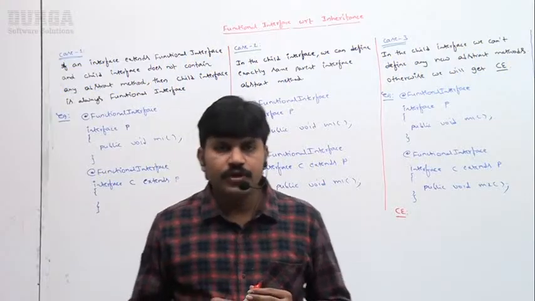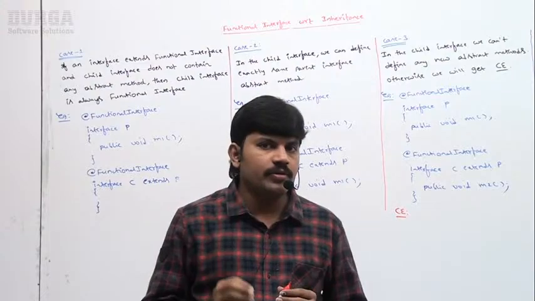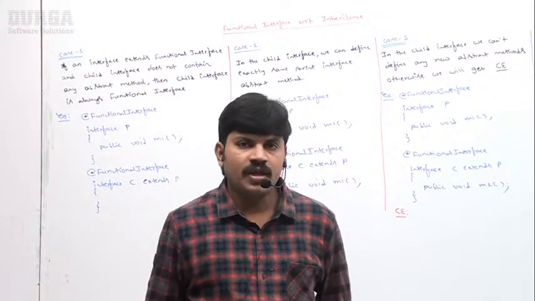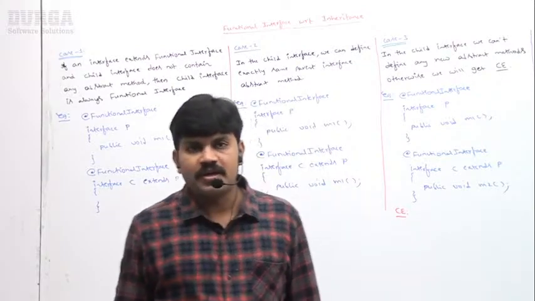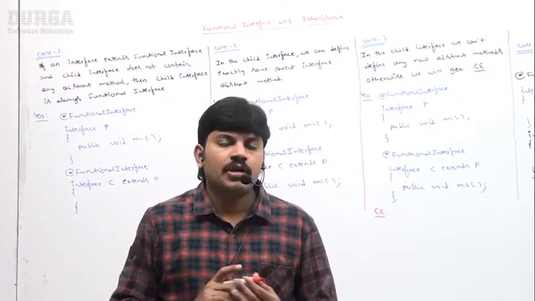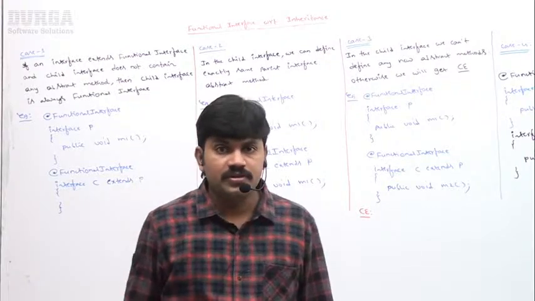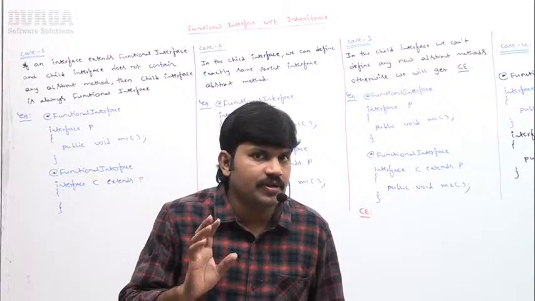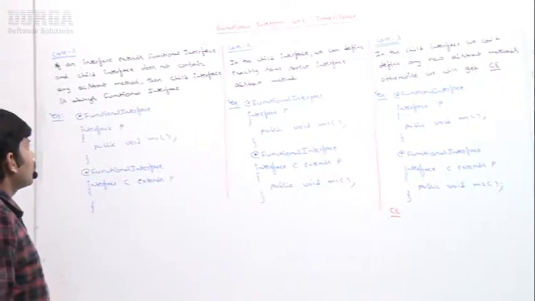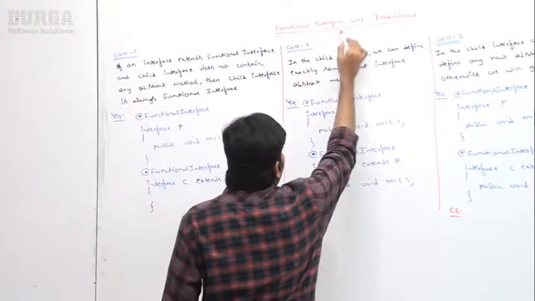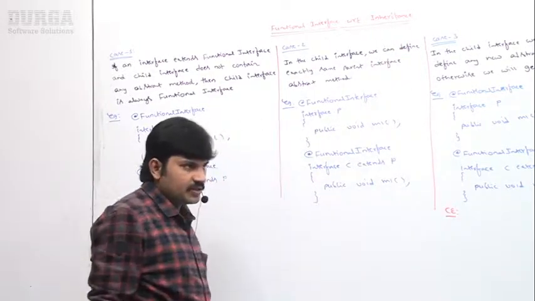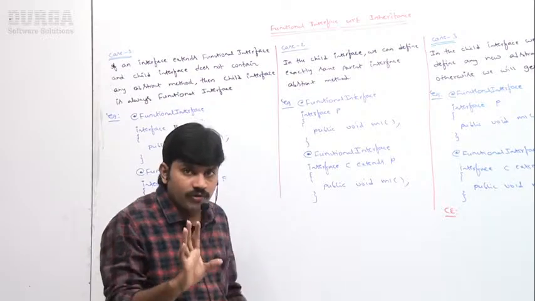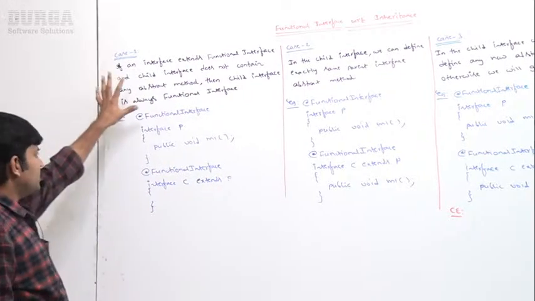In the last video, I covered how to use the @FunctionalInterface annotation. Have you observed? Now I will explain it with respect to inheritance. If the parent interface is a functional interface, is the child interface a functional interface or not? With respect to inheritance, how will the functional interface annotation work? Just observe that. Case 1.